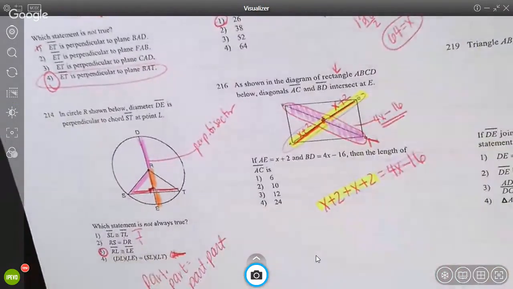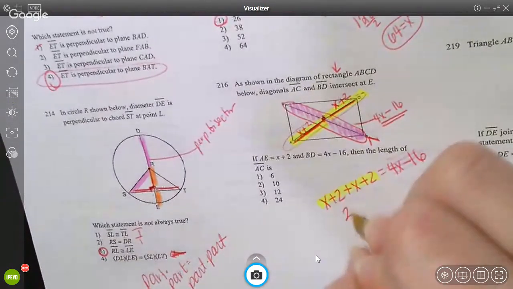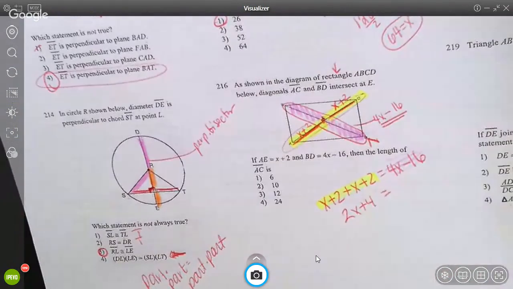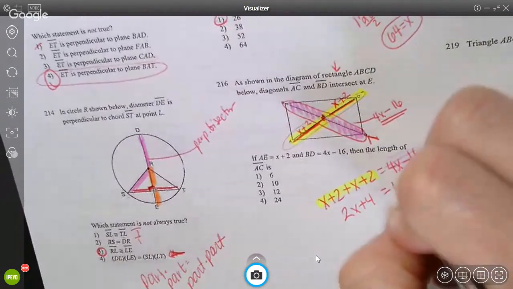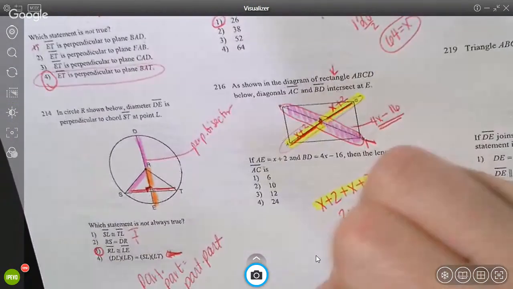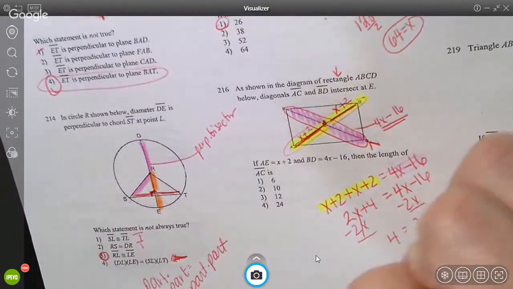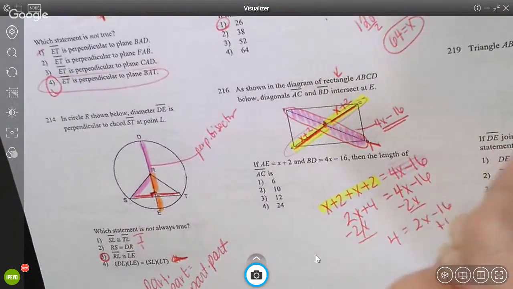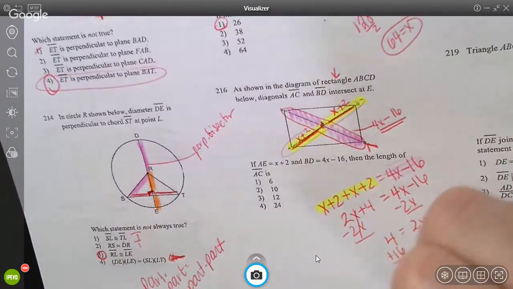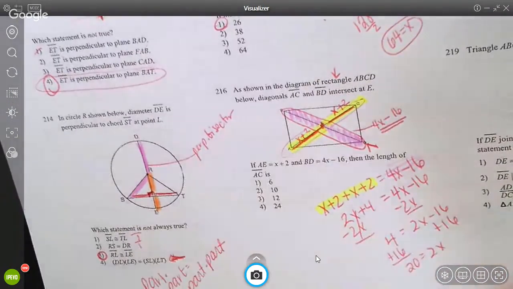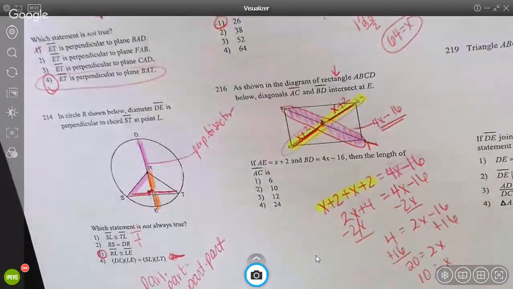So we've got x plus 2 here. We have 2x plus 4 equals 4x minus 16. We'll stop after this question. Please don't pack up yet. Subtract. Add. So now we know x equals 10.